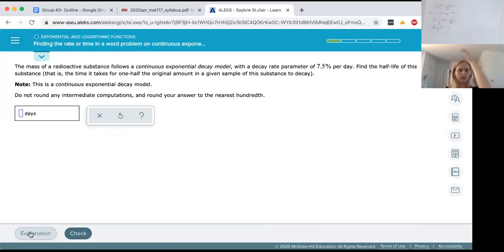The mass of a radioactive substance. Okay, so this is half-life. These are back to that formula there. So this is 0.5 equals E to the negative 0.075 times T.